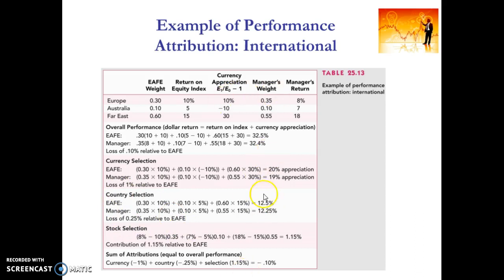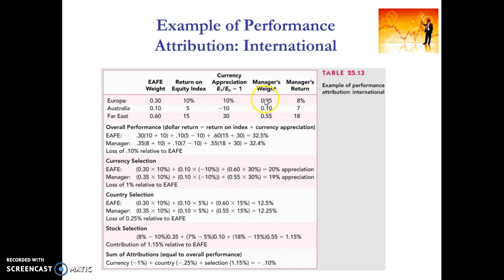The last question now is stock selection. Given our relative weightings across each country, how did we perform in terms of stock selection, comparing our return in each country to the index return in each country? At first glance, it looks like we did pretty well because we outperformed in Asia and Australia and slightly underperformed in Europe. Once again, let's prove this.